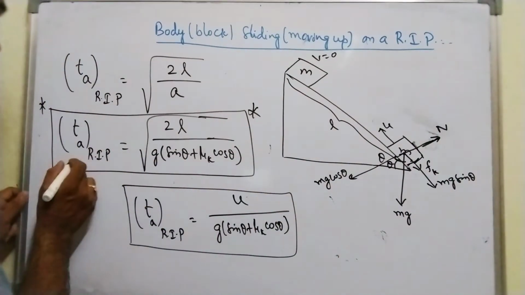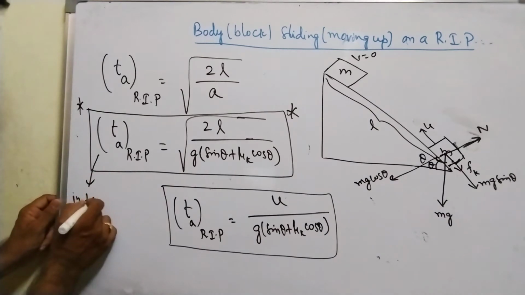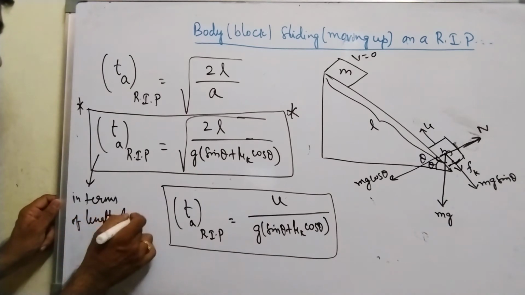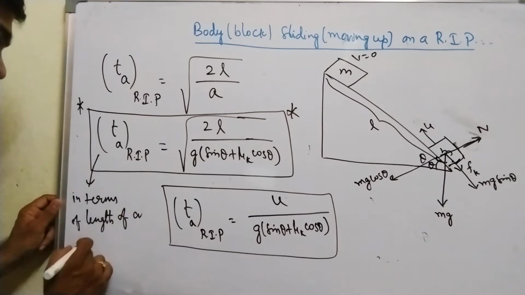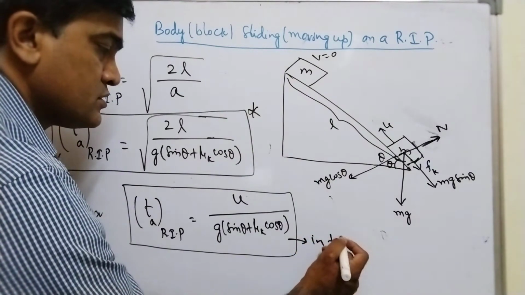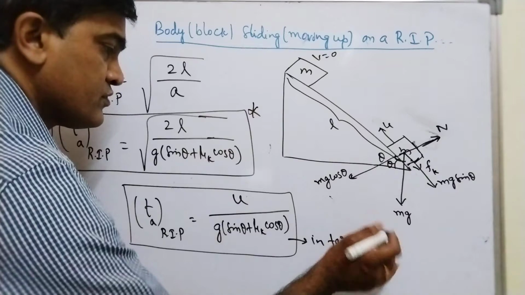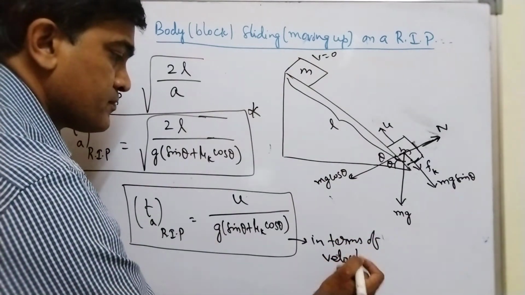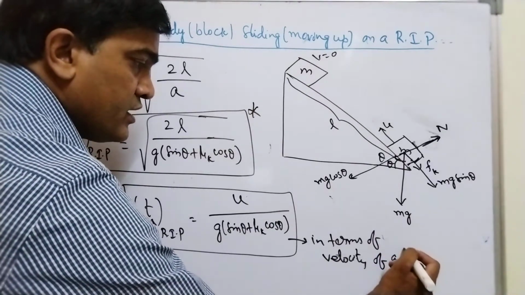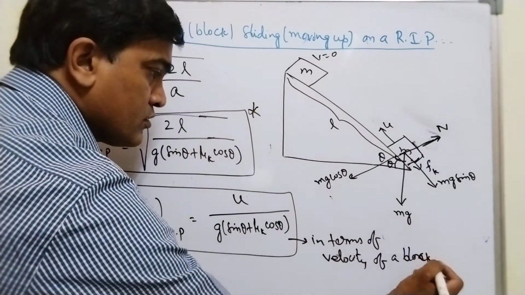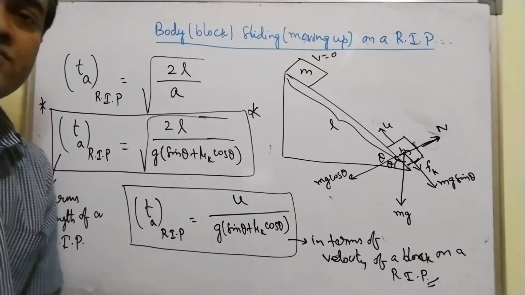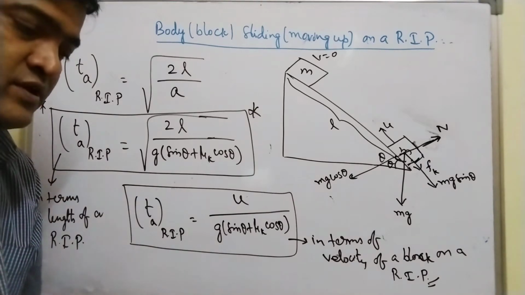Okay, let me write. This is in terms of length of a rough inclined plane, and this is the formula used in terms of velocity, initial velocity I can say, rather velocity of a block on a rough inclined plane.